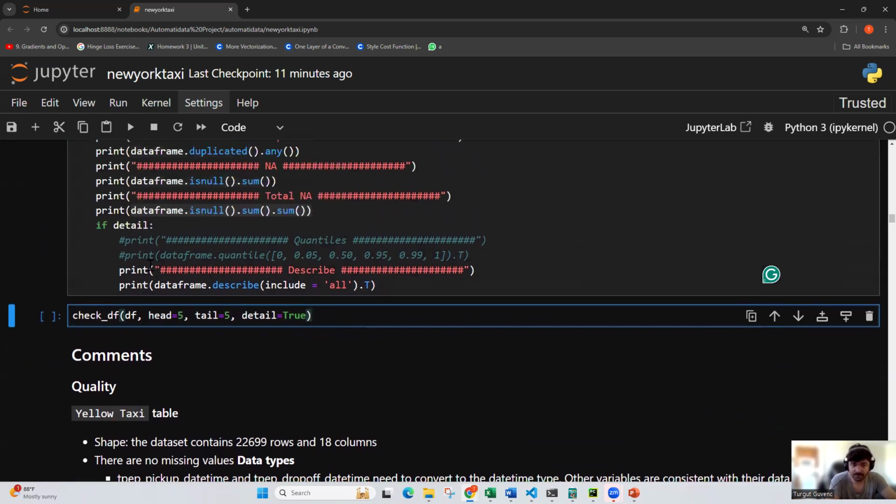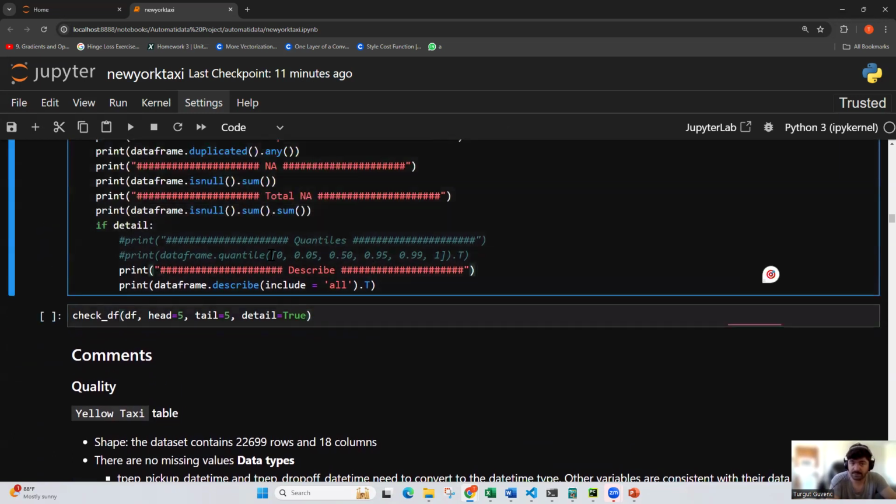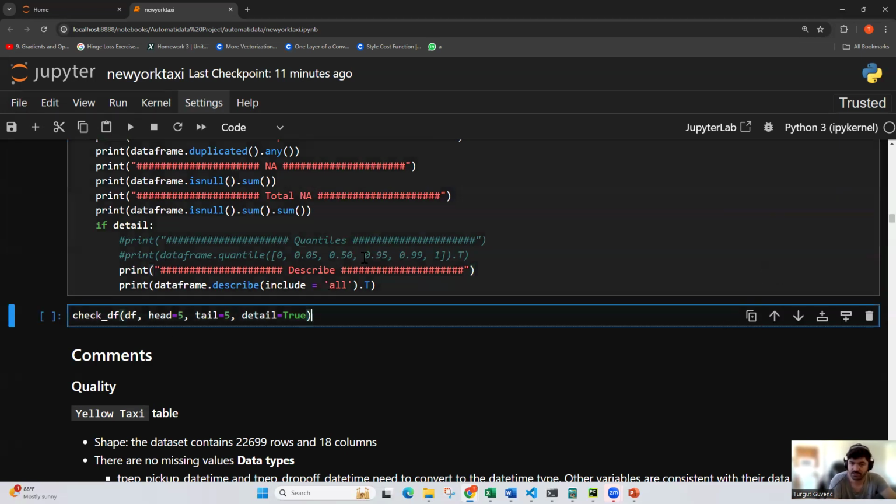So here I just commented out this part. You can see the different quantiles. Usually by default, Python shows us the mean, median, the 25 percent quantile, the 75 percent quantile, and the rest, right? But you can change these values by using the quantile function in the pandas data frame.